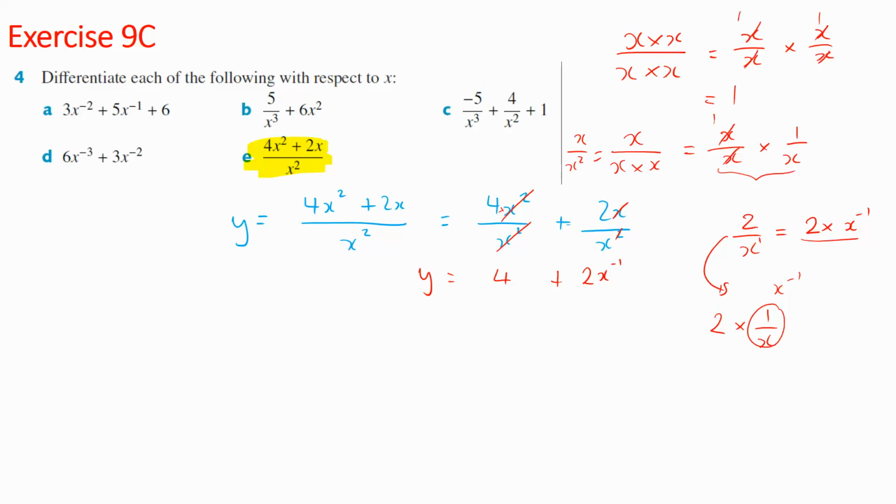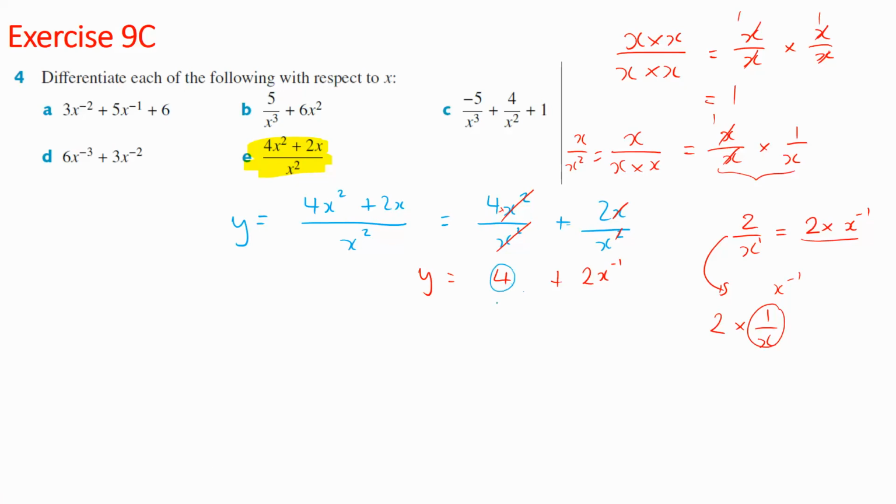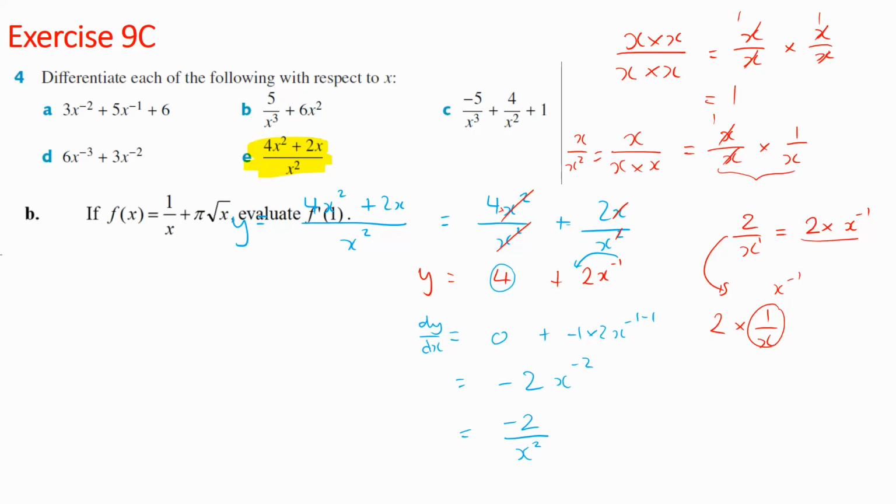Now you can find the derivative using the power rule. The power rule, very straightforward. That's a constant, so the derivative of a constant is always going to be 0. And then derivative of this, bring the negative 1 down. Negative 1 times 2, x to the power of negative 1, take away 1. And that just gives you negative 2 x to the power of negative 2, but don't write your answer with a negative power. Negative 2 over x squared. Okay, and that's how you do it. That's 9C. Now let's have a look at 9. What's the next one?